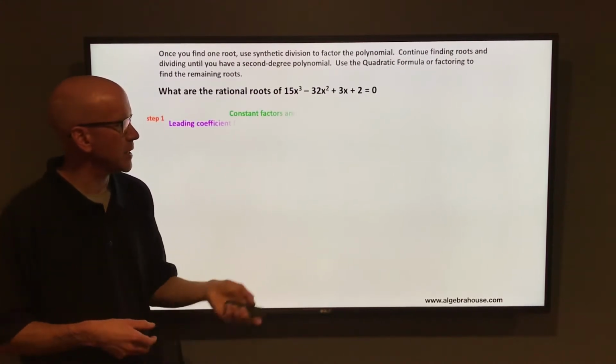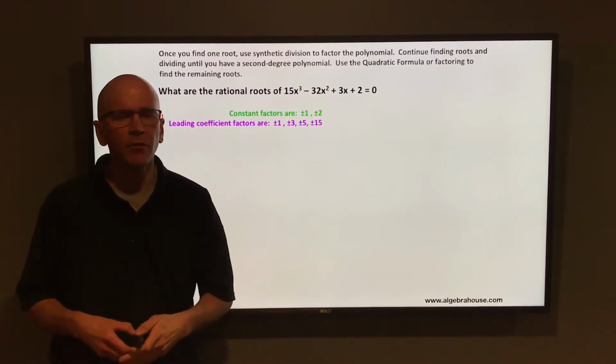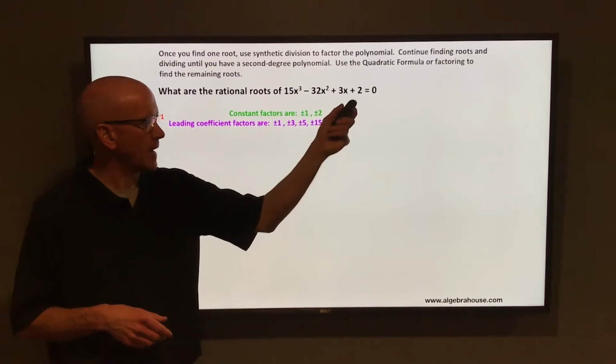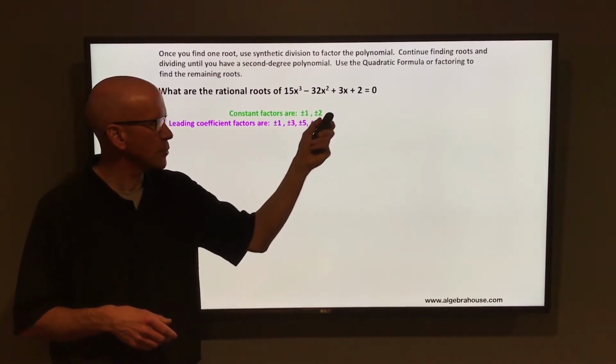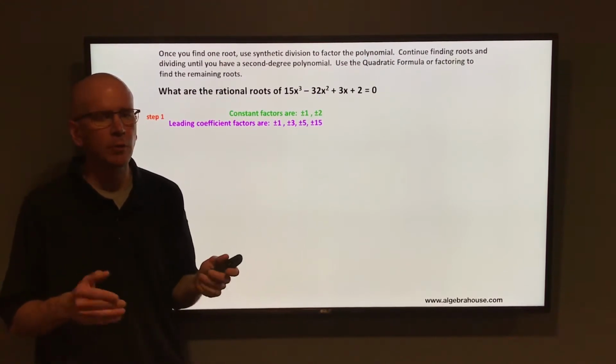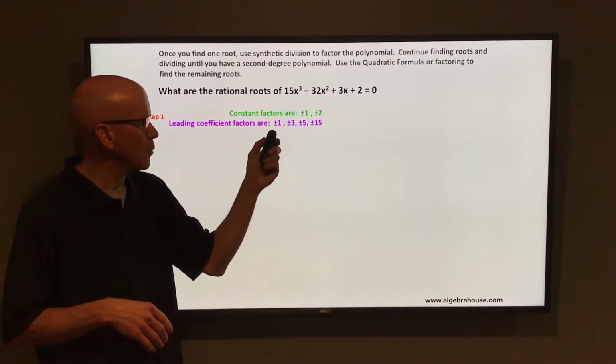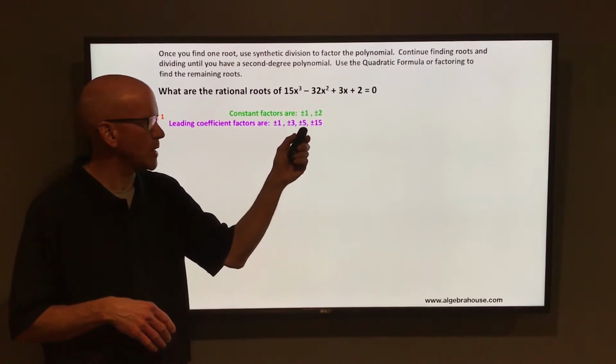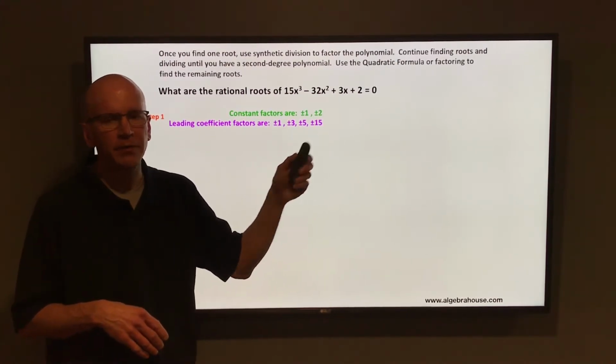And to do that, you take factors of the constant term over factors of the leading coefficient. So factors of the constant term, factors of 2, would be positive negative 1 and positive negative 2. And then factors of the leading coefficient, factors of 15, would be positive negative 1, positive negative 3, positive negative 5, and positive negative 15.